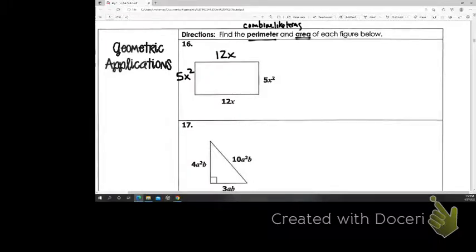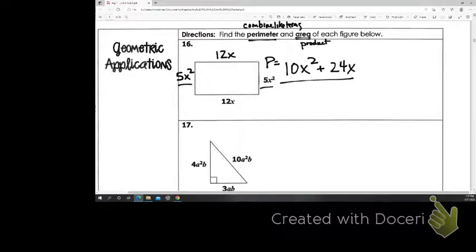Area is product rule. We have to multiply to do area, because area, like for a rectangle, is length times width. So here, 5x squared and 5x squared, 10x squared, 12 and 12, 24x. And that's it. That's the perimeter. Each of these should have two answers because it says find the perimeter and the area.